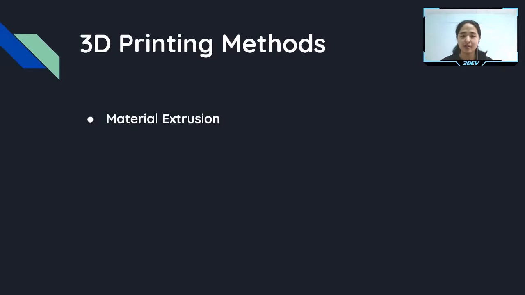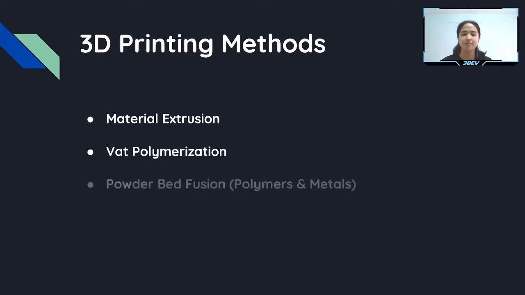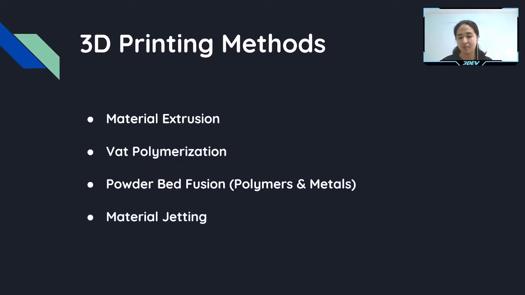So the printing methods. In 3D printing, we have many types of methods that you can use to print out your model. For example, we have material extrusion method, vat polymerization, powder bed fusion. You have two types of materials for this, either polymers or metals, and then material jetting and binder jetting. So these are the 3D printing methods.